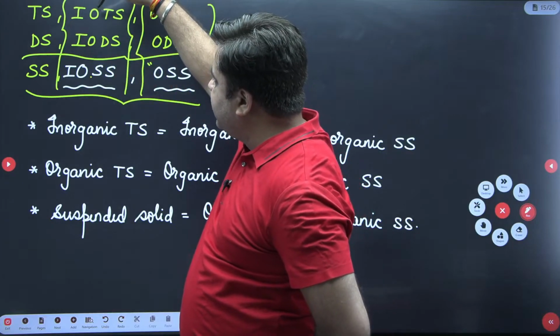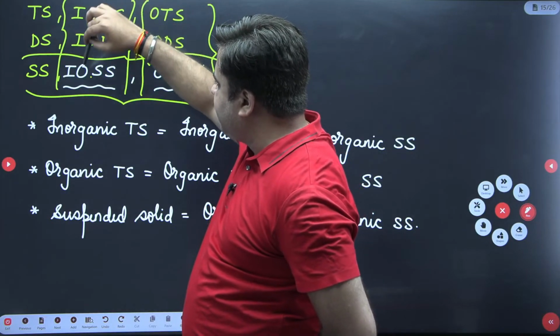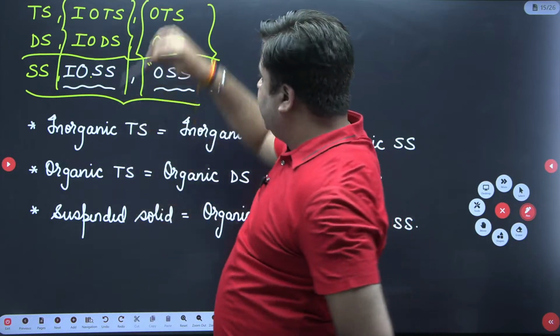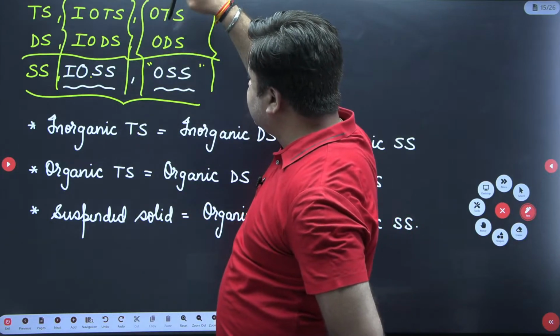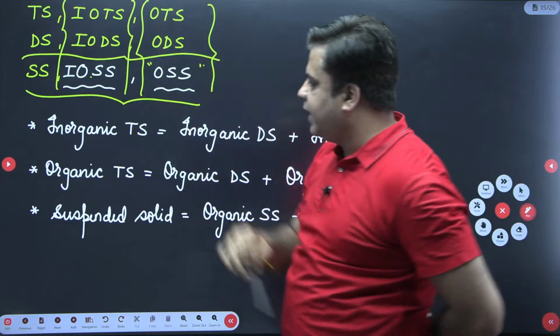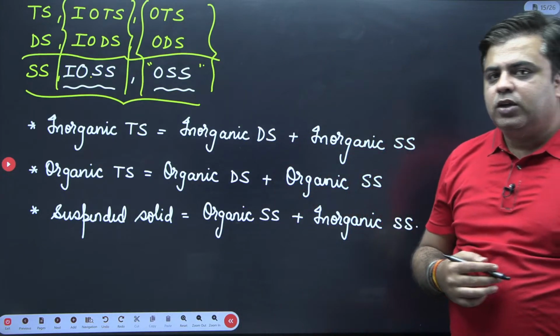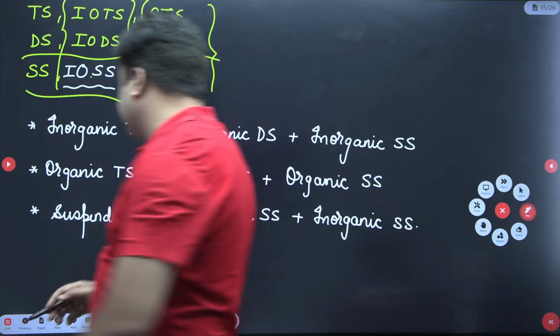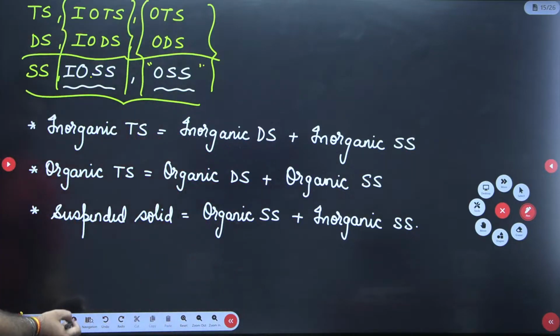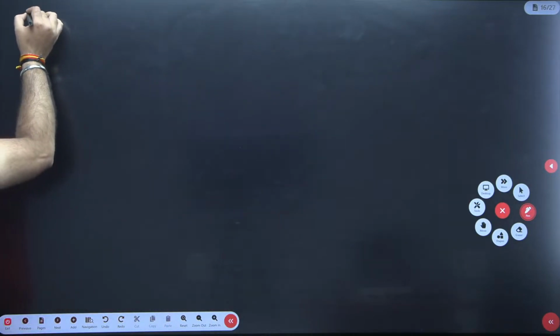Inorganic total solid is the sum of inorganic dissolved solid plus inorganic suspended solid. Organic total solids is the sum of organic dissolved solids plus organic suspended solids. So like that, you can frame different equations as per your convenience. If I have to write down everything, you can take down these equations.